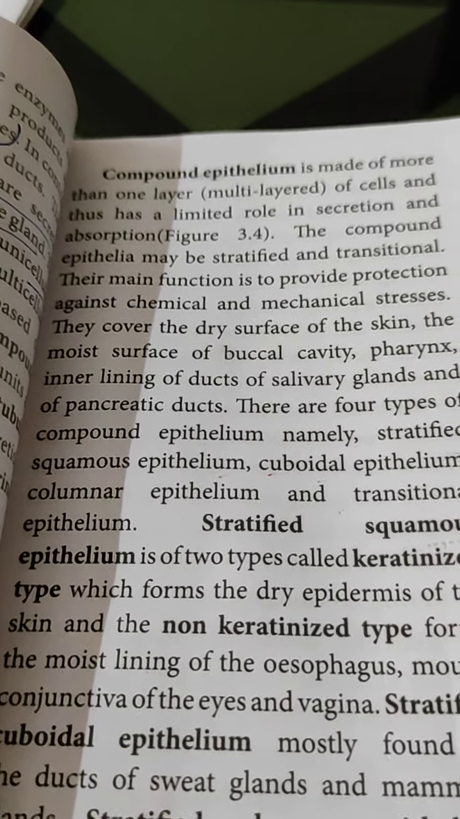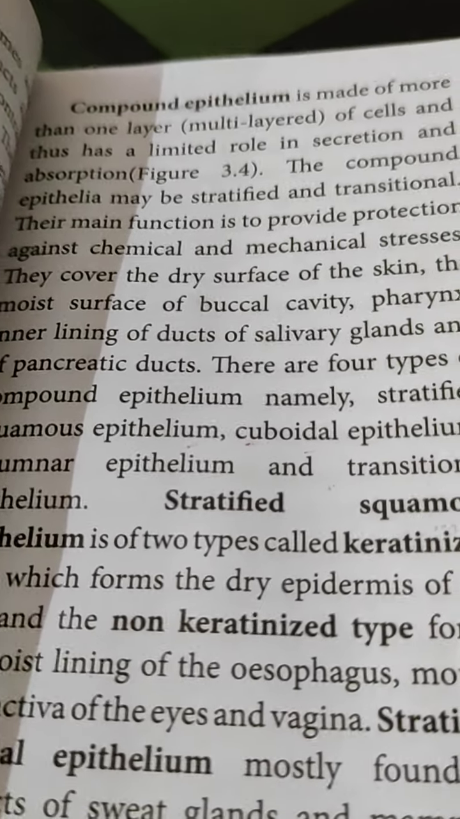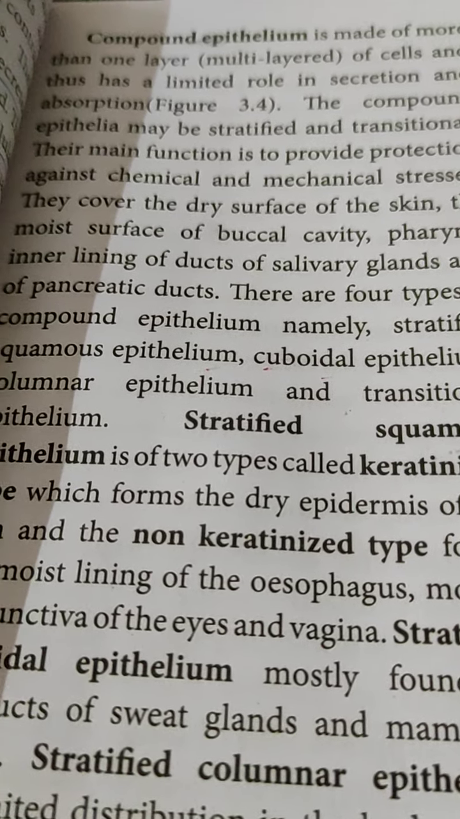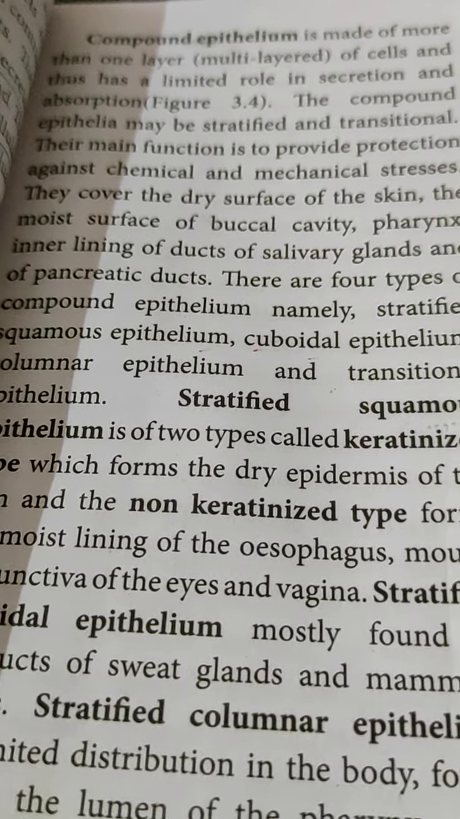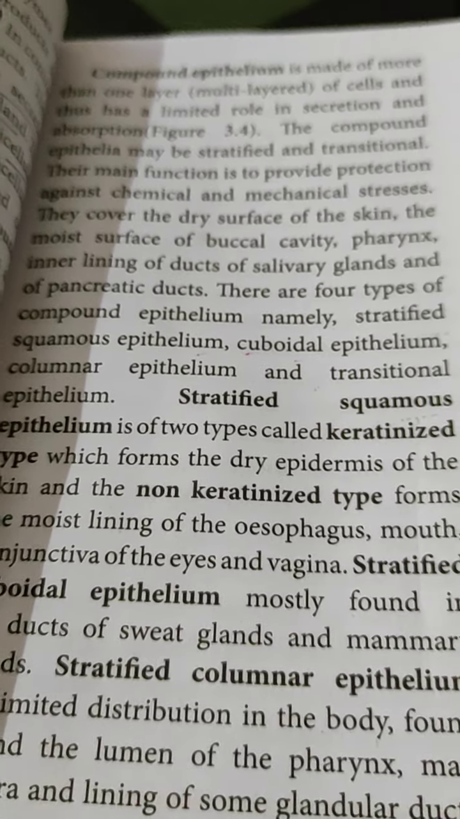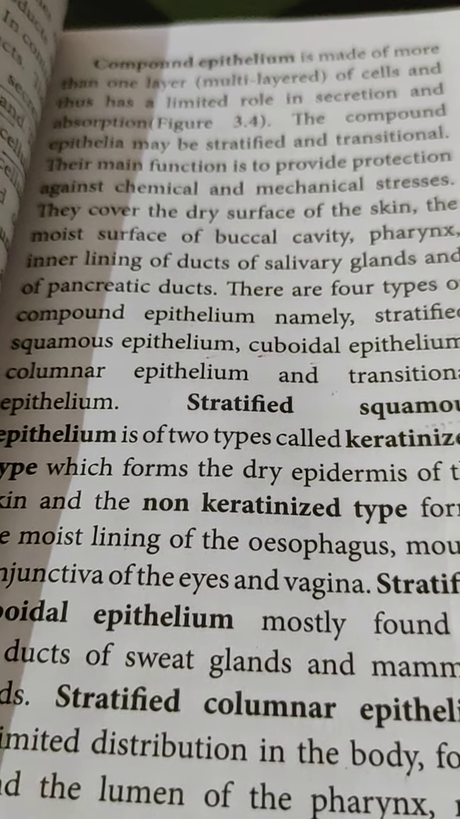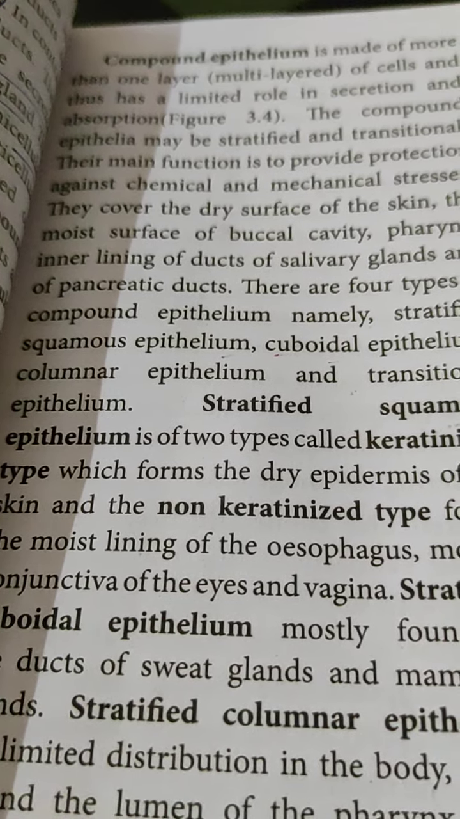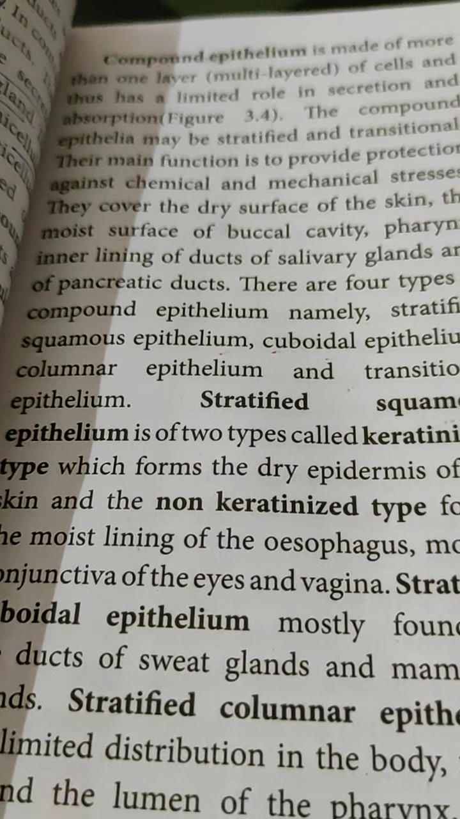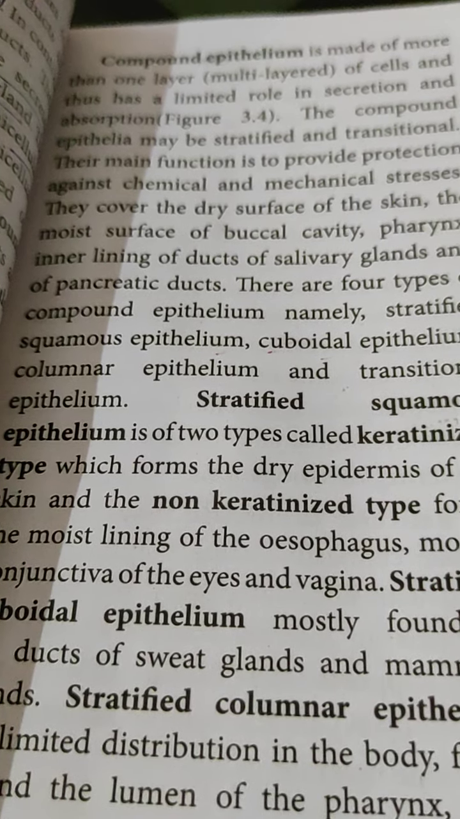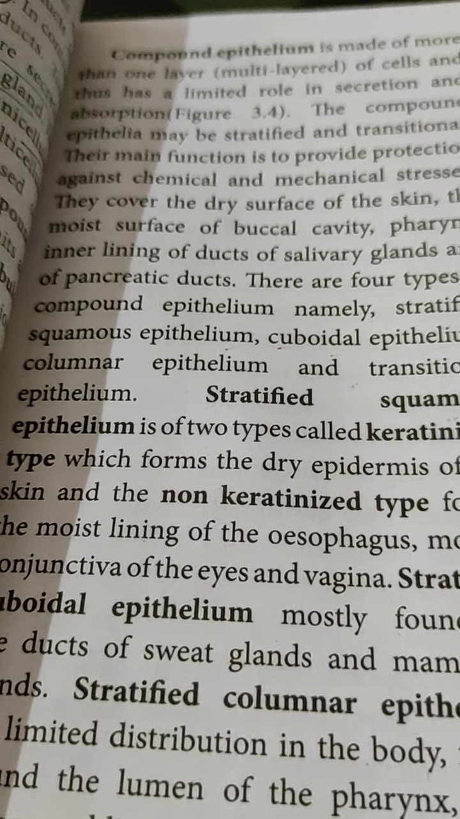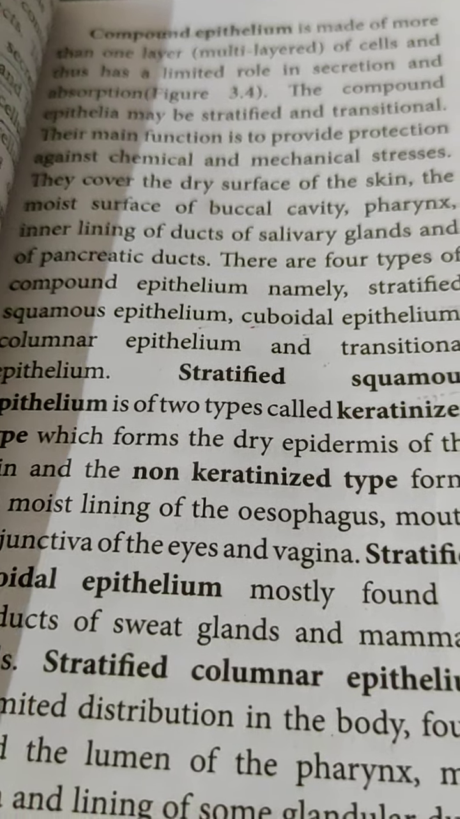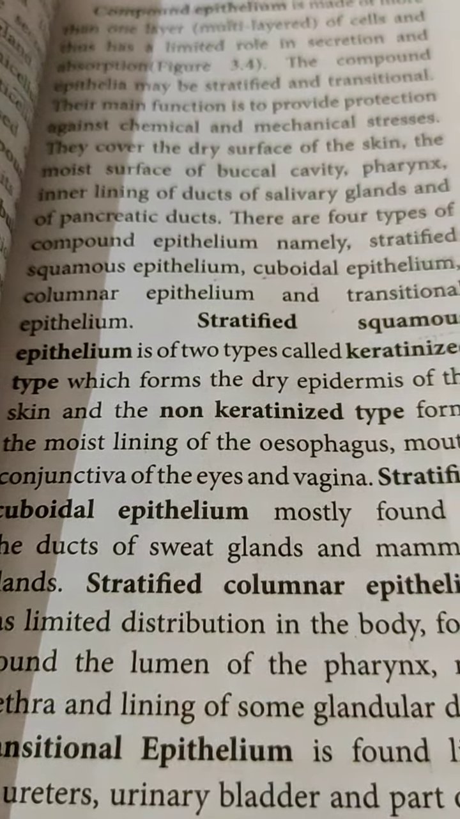Now the types. There are four main types of compound epithelial cells: stratified squamous, stratified cuboidal, stratified columnar, and the fourth type is called transitional epithelium. So these first three are all stratified. I told you it is broadly classified into two types: stratified and transitional. Now stratified is of three types: stratified squamous, stratified cuboidal, and stratified columnar epithelial cells, and the fourth type is called the transitional epithelium.